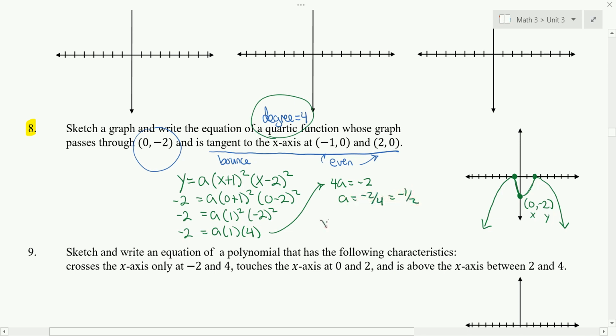So our equation is y equals -1/2, and we said a has to be negative, times x plus 1 squared times x minus 2 squared. It's degree 4, and it meets all those requirements.